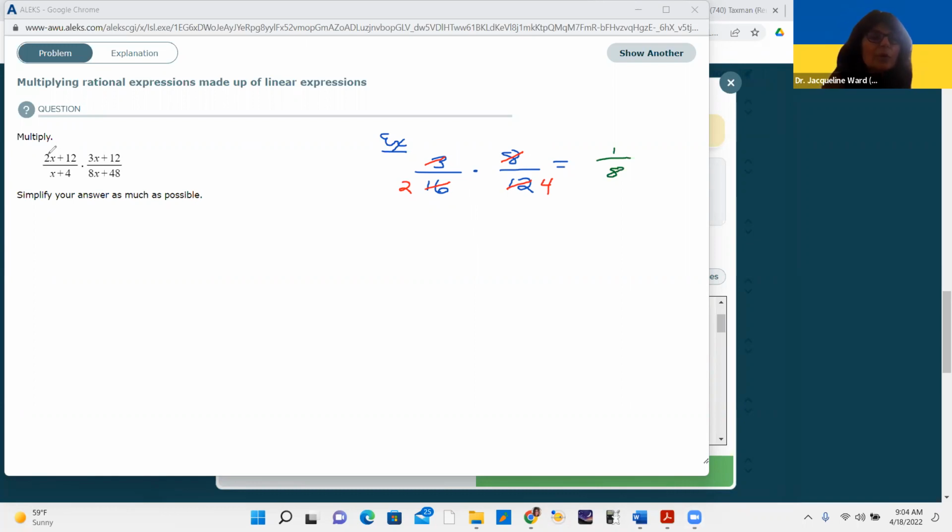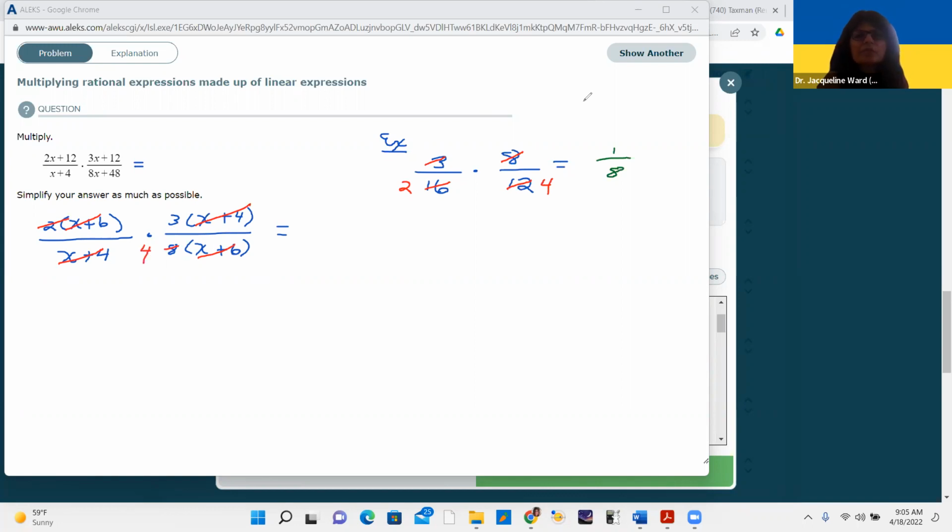Okay, so with this one, we want to factor completely the top and the bottom. So on the top here, you can factor out a 2. You can't factor the x plus 4. And then you can factor out a 3. And you can factor out an 8. So we can cancel the x plus 6s, we can cancel the x plus 4s, and then 2 goes into 8 4 times. So we're left with just 3/4.